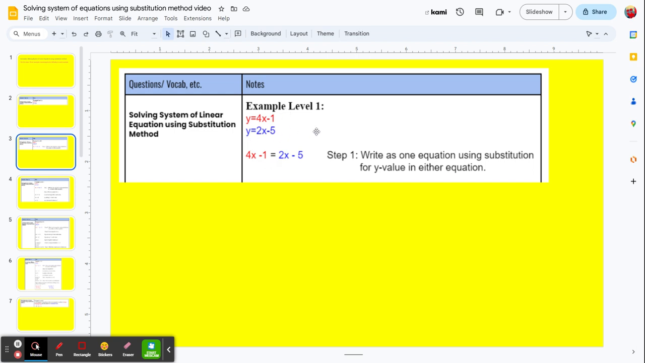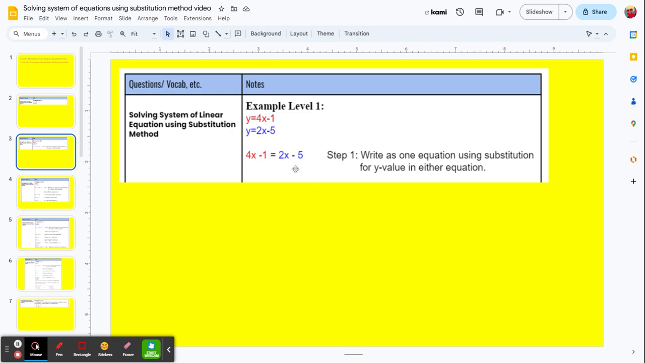And the reason we can do that is that at the point of intersection, which is what we're solving for when we solve a system, we know that y equals y at the point of intersection. We also know that x equals x at the point of intersection. So this is why we can do this substitution, since they're equivalent at that point.